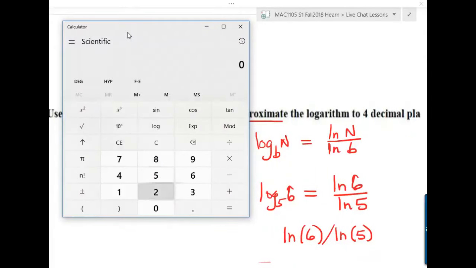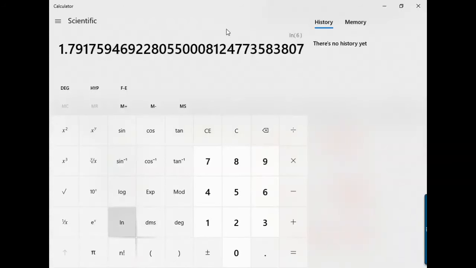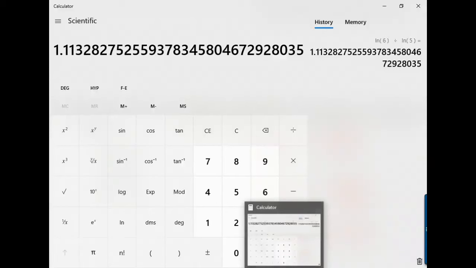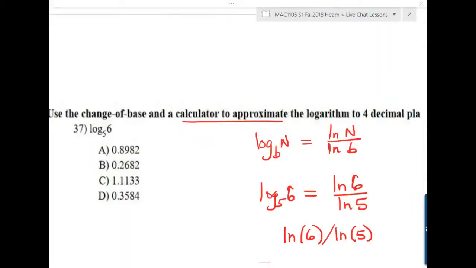All right, so we want, and most of your scientific calculators work. See here, where's my base e? There we go. So we have the natural log of 6. I have to hit 6 and then the natural log. You probably are going to type natural log parentheses 6 close parenthesis, but mine works a little differently. Then we're going to divide by the natural log of 5 and hit equals. So we get 1.11328. That's rounded to 4 decimal places. That's going to be C.